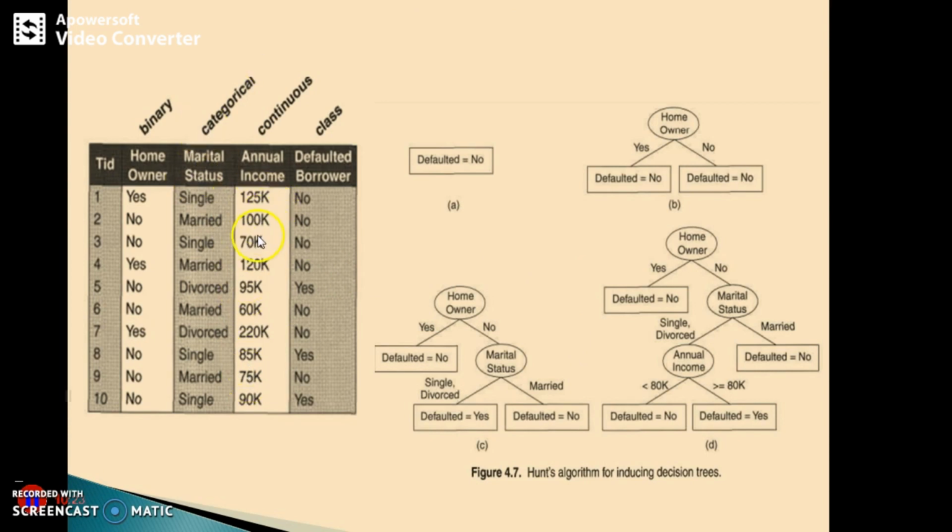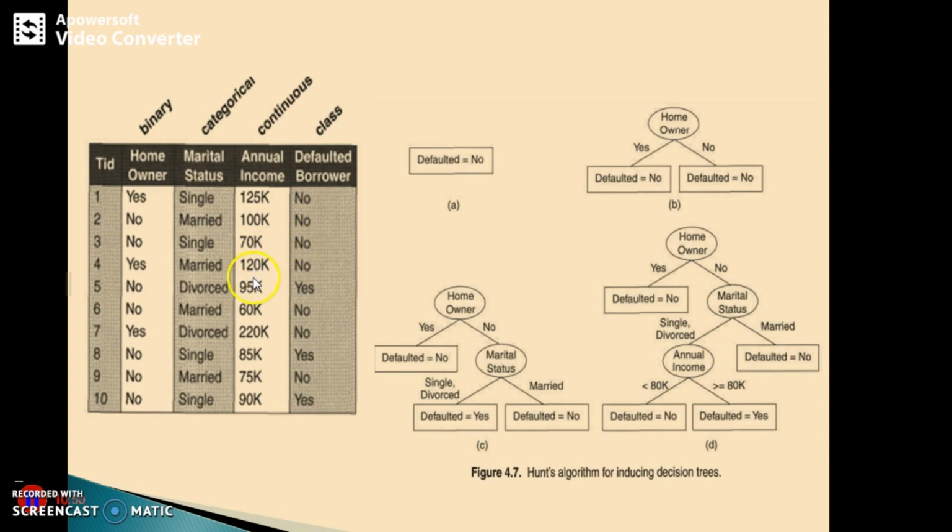But you also have to see, you don't have to see only this annual income. You also have to see the marital status, whether it is single or divorced only, and also the homeowner value, whether it is equal to no, because it comes under this category, right? So you just see here, homeowner is equal to no, yes. Marital status is equal to single, yes. Less than 80k, yes. So what is the class it belongs to? Class no. So the count became 1 for class no.